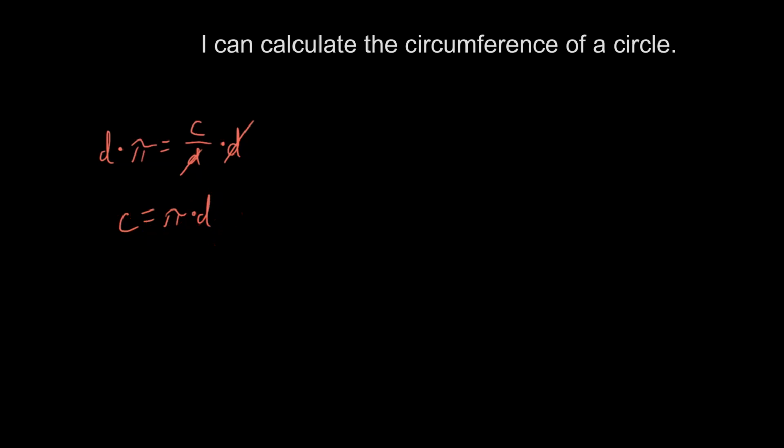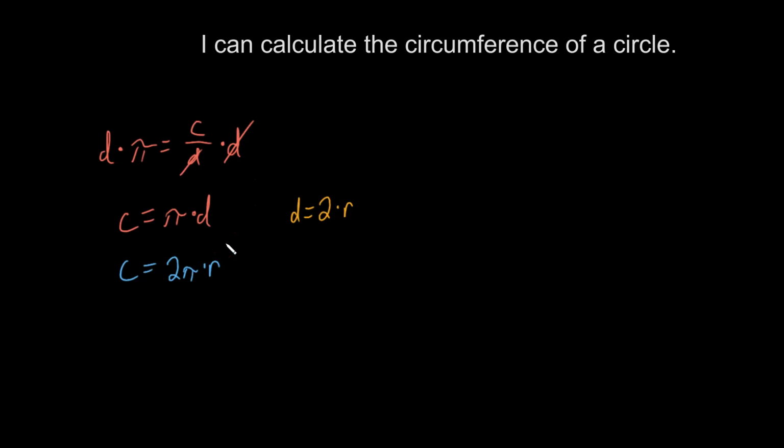And let's remember that the diameter is equal to 2 times the radius. So that if we were to plug 2 times the radius in for d, that would give us another formula we can use to calculate the circumference if we're given its radius. So that would give us c is equal to 2 times pi times the radius. Circumference is equal to 2 pi r.